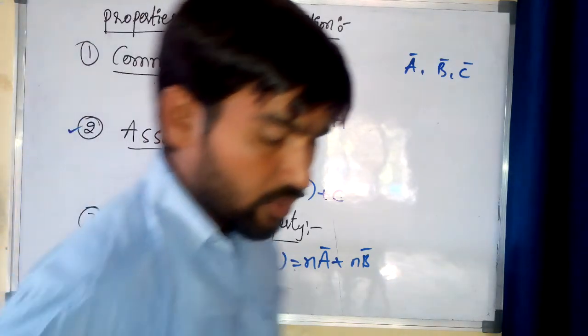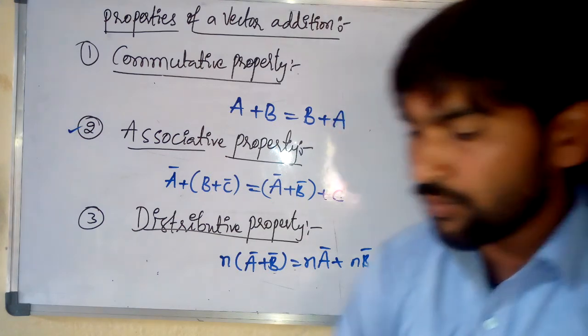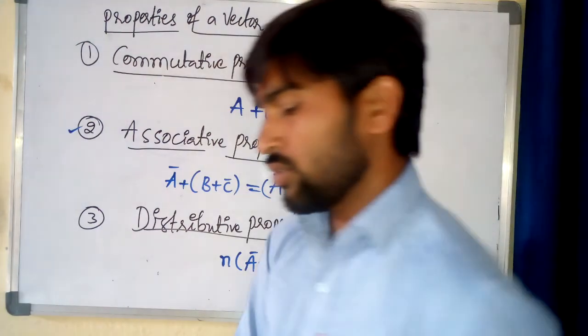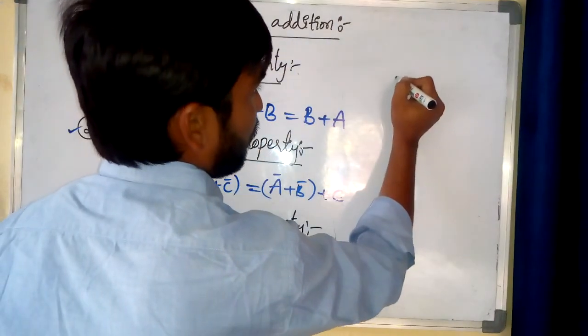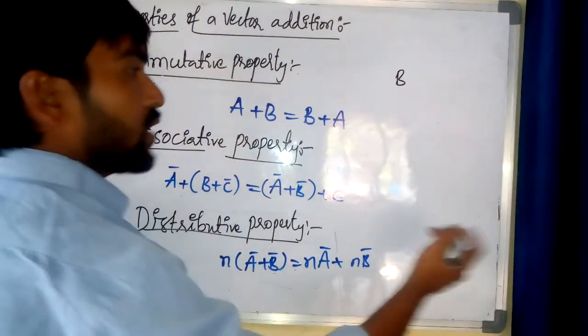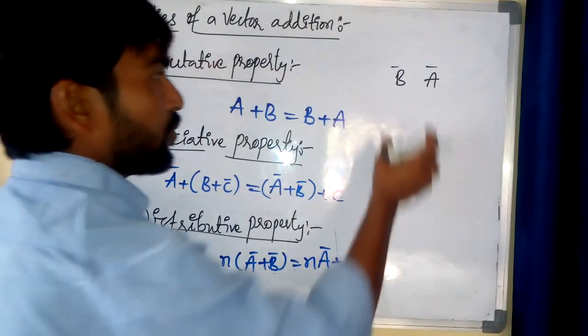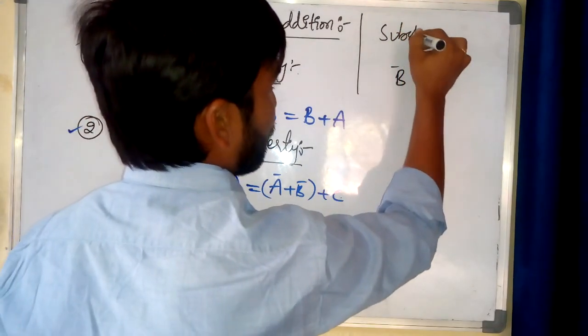So what is vector subtraction? How can we find a vector subtraction? We need to study that. For example, the vector B bar is subtracted from the A vector. This is the subtraction of vectors.